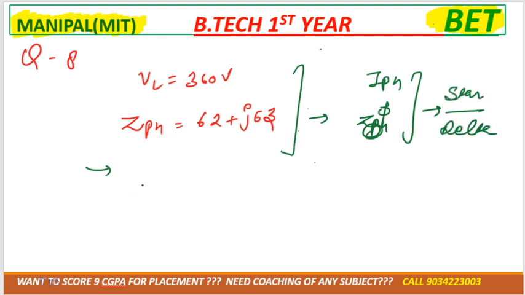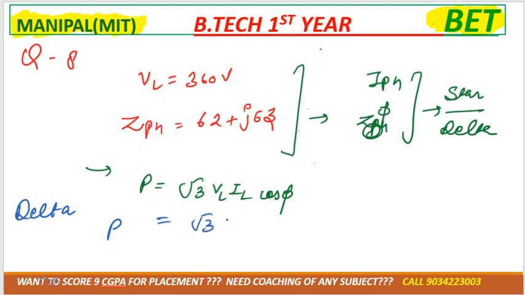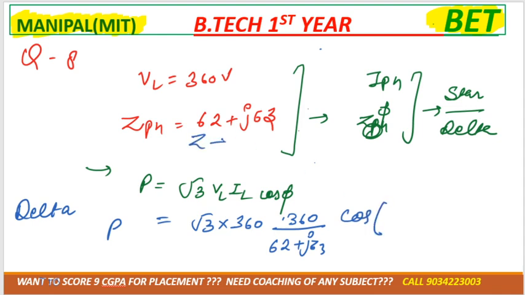Then you need to calculate power. Power is equal to root 3 VL IL cos phi. If I consider the delta, the power is root 3, VL is 360, IPH we can get by VPH by ZPH, so it's 360 divided by 62 plus J63, and the angle would be the impedance का जो भी polar form में.